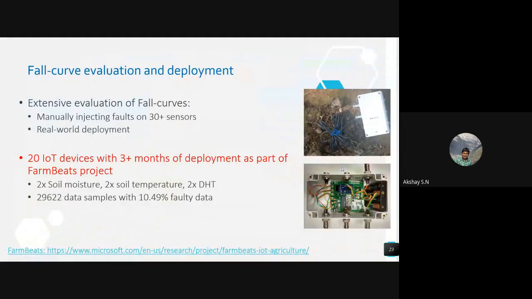So what we have done in this project is basically we have extensively tested this fingerprint. We have deployed over 20 IoT devices. Here is an IoT device, and here are the sensors which are deployed in the farm, right? And the device basically has a microcontroller, battery, and other components. Each device has 2 moisture sensors, 2 temperature, and 2 humidity and ambient temperature sensors, right? And what we observed is for 3 months of deployment, around 10% of the data we were gathering was faulty data. Okay.